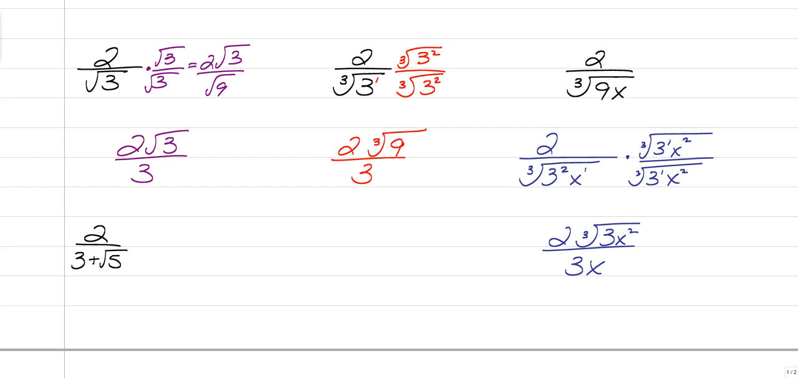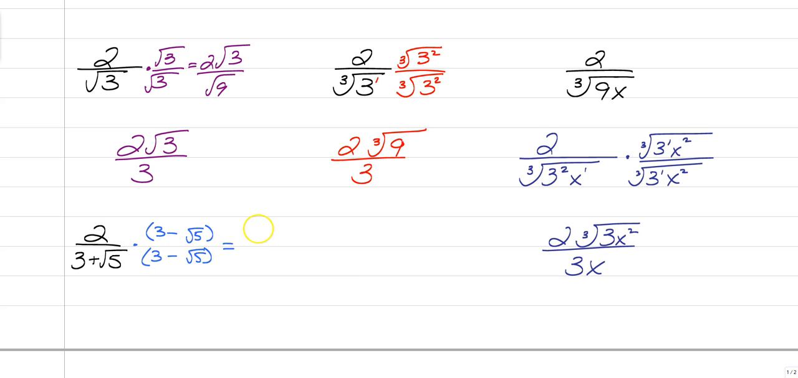But the craziest one is when you have a plus or a minus sign. In order to get rid of that, you need to multiply both the top and bottom by what is known as the conjugate, which means the 3's stay the same. The root 5's stay the same, but the plus sign turns into a minus sign. Show you why as we work it out.